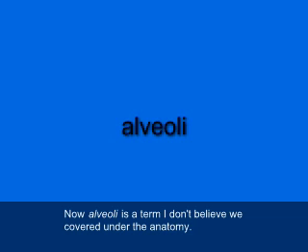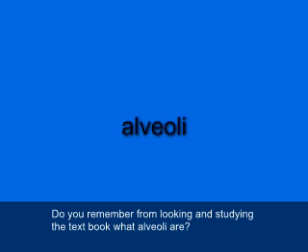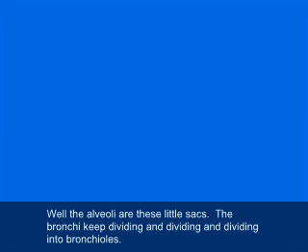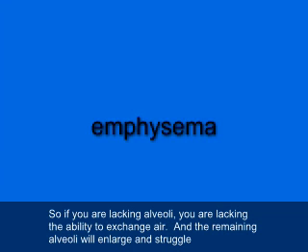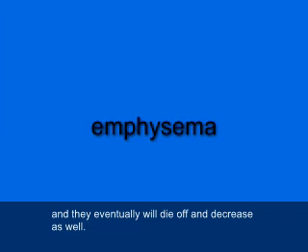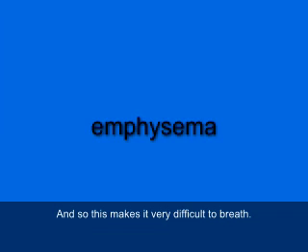Now, alveoli is a term I don't believe we covered under the anatomy. Do you remember from studying the textbook what alveoli are? Well, the alveoli are these little sacs in the far end. The tree keeps dividing and dividing into bronchioles, and those bronchioles end at the alveoli, and they're these little sacs. And that is where the air exchange actually takes place. So if you're lacking alveoli, you're lacking the ability to exchange air. And the remaining alveoli will enlarge and struggle, and they eventually will die off and decrease as well. And so this makes it very difficult to breathe.